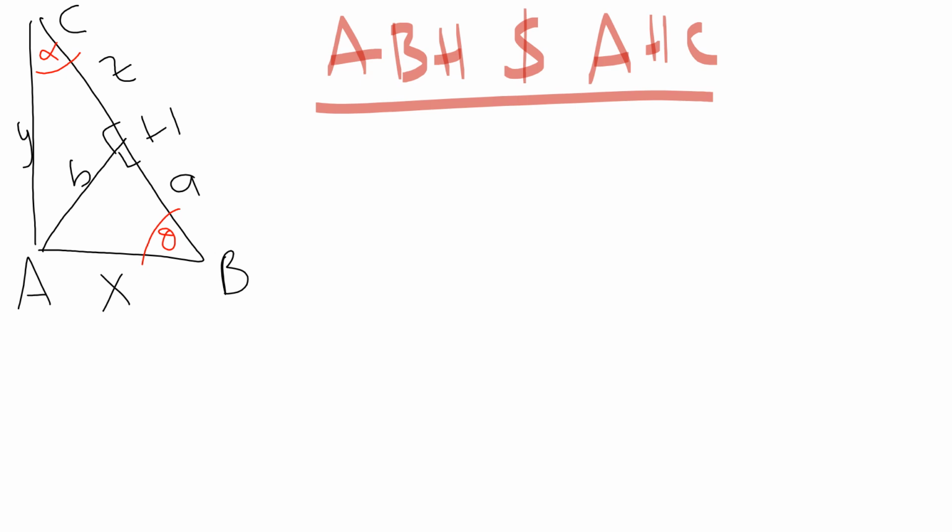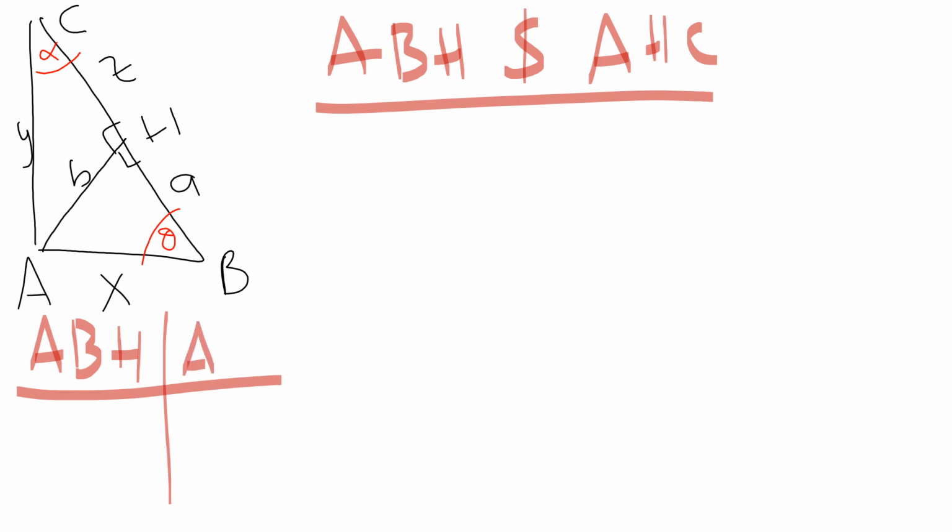Okay, so what is the hypotenuse of these two triangles? In fact, let me draw a little table of ABH and then AHC. So I'm going to put their corresponding side lengths. What is the hypotenuse of ABH? This is ABH. The hypotenuse is X. What about AHC? The hypotenuse is Y. So for ABH, hypotenuse is X, for AHC, hypotenuse is Y.